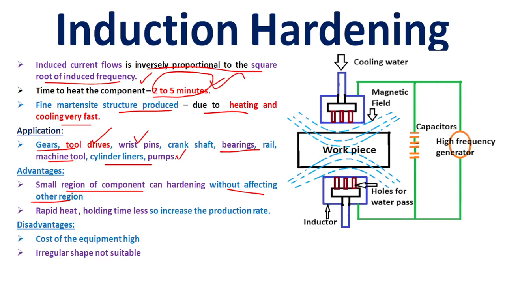Using rapid heating, the holding time is less, so the production rate increases. Heating time and cooling time are very short, so this process is applicable for mass production. The disadvantage of this process is that the cost of the equipment is very high, and irregular shapes are not suitable, as it is difficult to harden them.